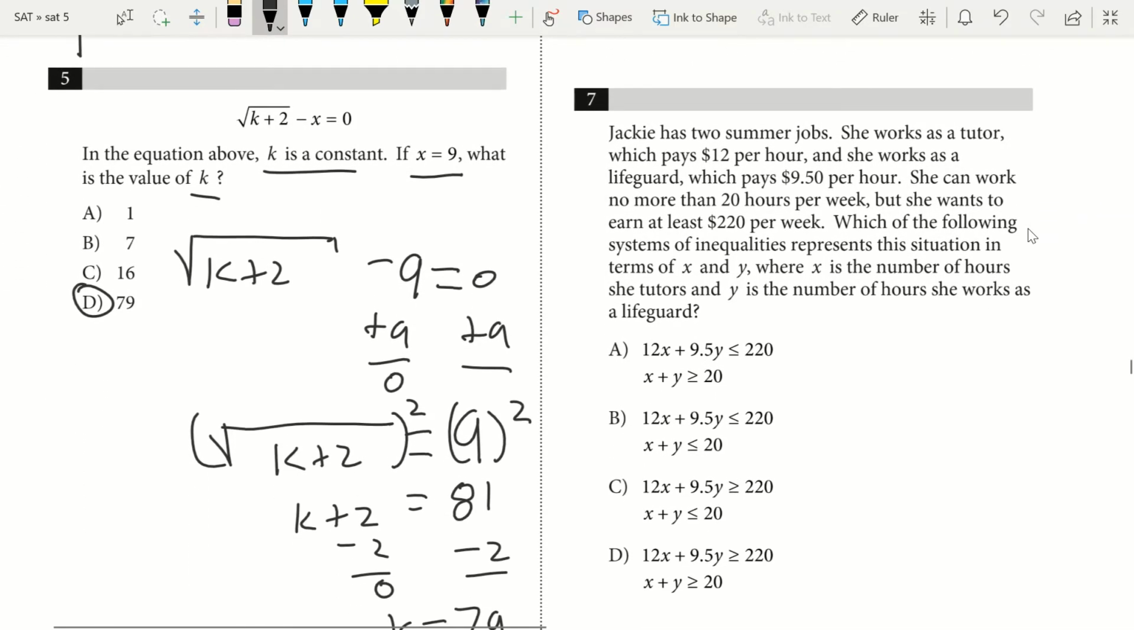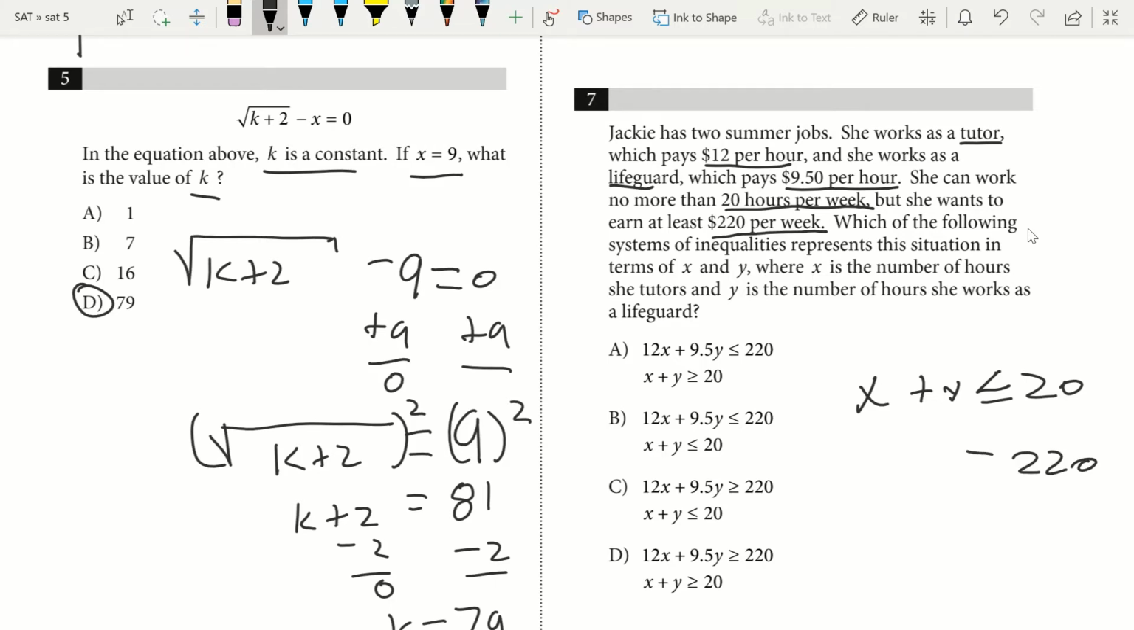Question 7. Jackie has 2 summer jobs. She works as a tutor, which pays $12 per hour, and she works as a lifeguard, which pays $9.50 per hour. She can work no more than 20 hours per week. Okay, so we know our x plus y has to be less than or equal to 20, because she can work no more than 20 hours per week. Now it says, but she wants to earn at least $220 per week. So we know that she wants to earn at least $220 per week.